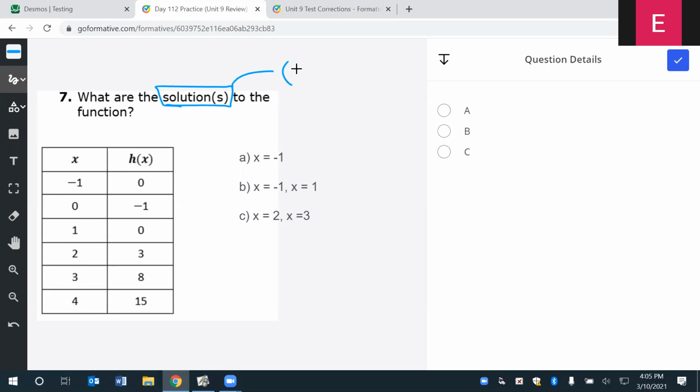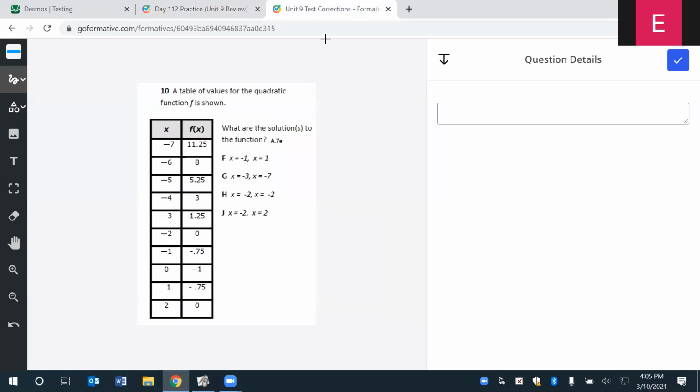And so remember, the x-intercept is always x, comma, 0. And so I'm looking for the 0 to be the last number. So here 0 is the last number. My solution is -1. Here's another 0 as the last number. My solution is +1. So my 2 answers were -1 and +1, which is B. So same thing for number 9. If you missed this one, try it. I'm looking for 0 to be the last number.